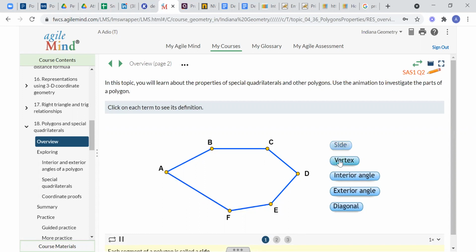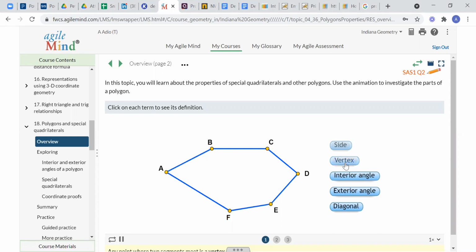And then in terms of vertex, vertices is the plural form. When it's one, we call it a vertex, but when it's many, we call them vertices. So here, as you can see, each of these dots is called a vertex, okay? So if I click on it, A is a vertex, B is a vertex, and it goes on like that. B, C, D, E, F.